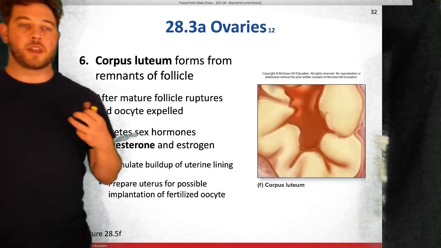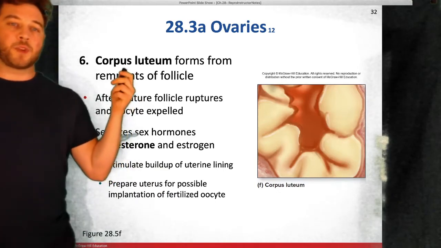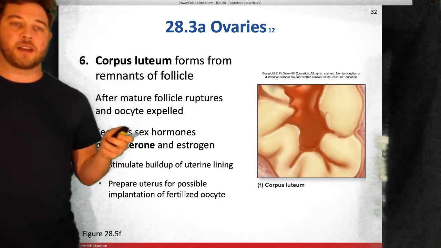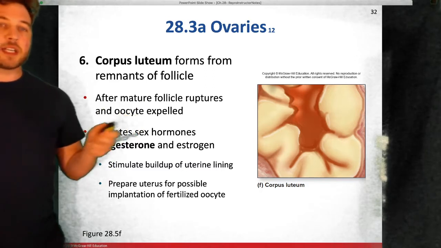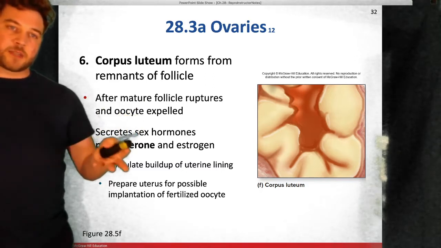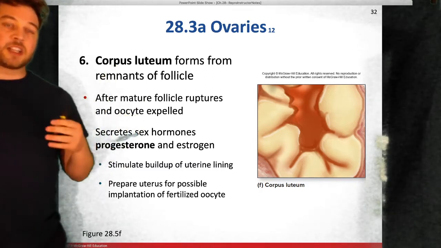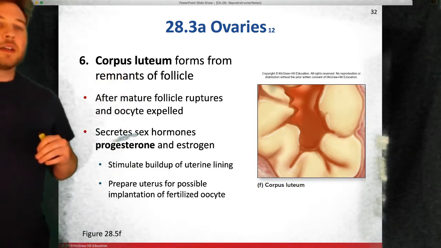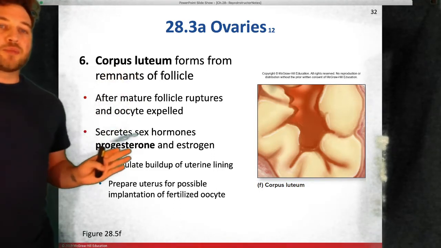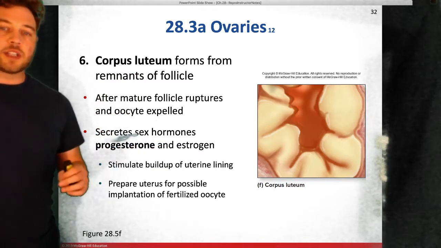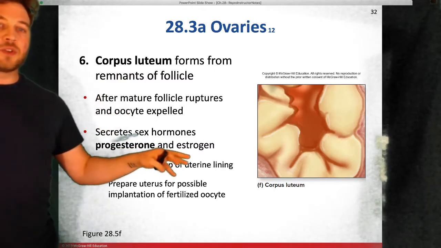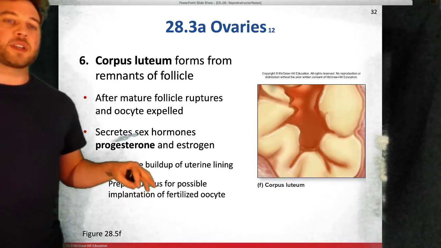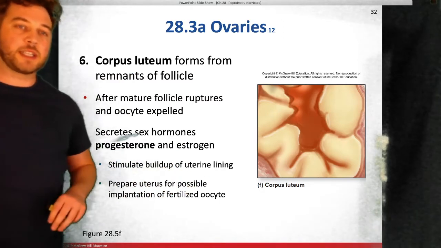After the mature follicle, you have the corpus luteum, which is remnants of that. It's after the oocyte has been expelled, so after the follicle has expelled the egg, I'm not saying regresses, it changes into the corpus luteum. This will start to secrete progesterone and estrogens at pretty large levels, stimulating the buildup of the uterine lining, preparing the uterus for possible implantation of the fertilized oocyte.